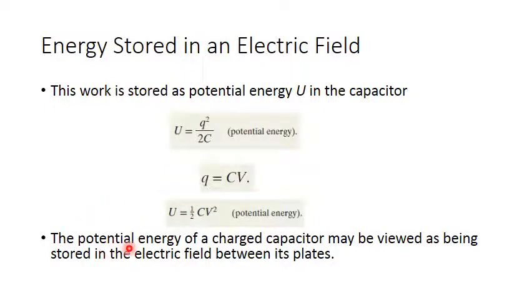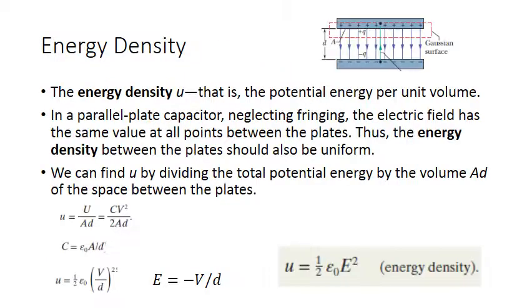The potential energy of a charged capacitor can be viewed as being stored in the electric field between its plates. If we are talking about a parallel plate capacitor, if we remember, its capacitance was epsilon naught multiplied by area over the distance between the two plates. Now we have calculated the stored energy in a capacitor.